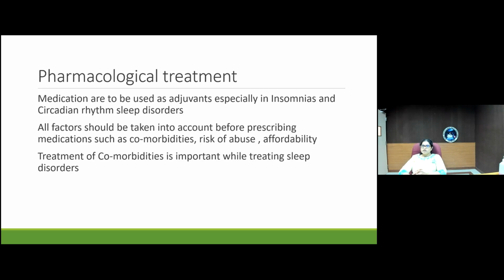Treatment of comorbid conditions is important while treating sleep disorders. If somebody has thyroid dysfunction along with sleep problems, the thyroid dysfunction has to be treated. Obesity and dyslipidemia, if present, have to be addressed. If depression is there, depression has to be treated. And if somebody has addiction related issues along with sleep, the addiction related problems have to be addressed. If not, the sleep problem will not resolve.